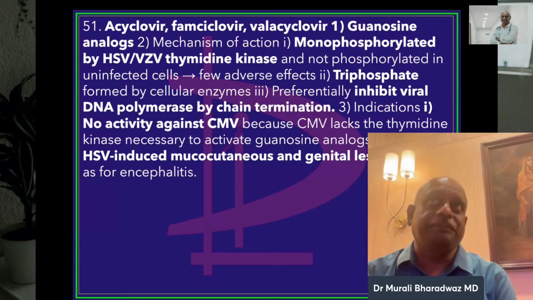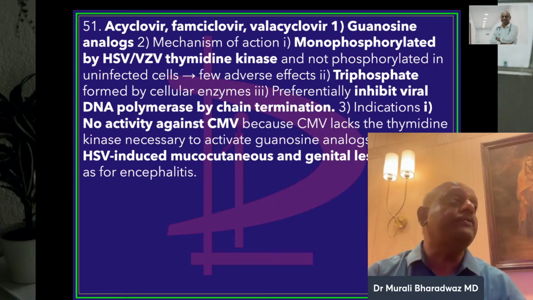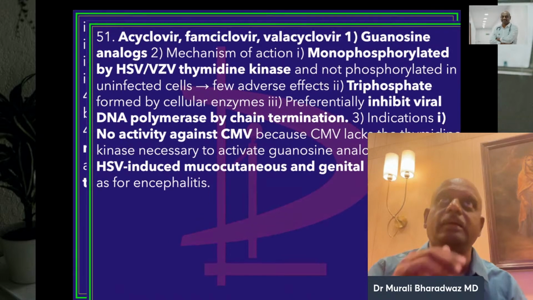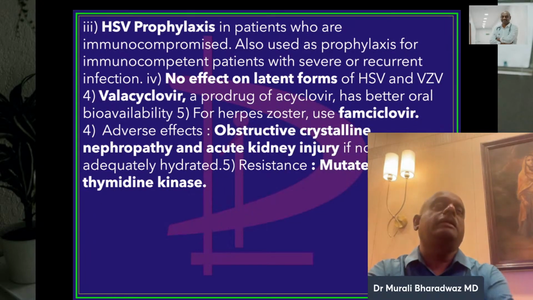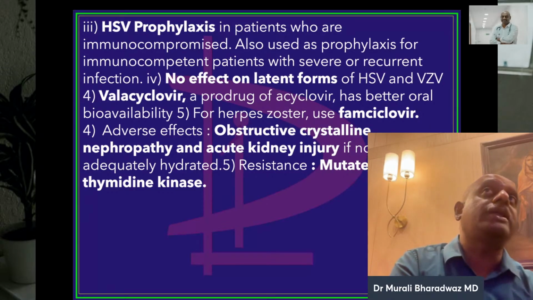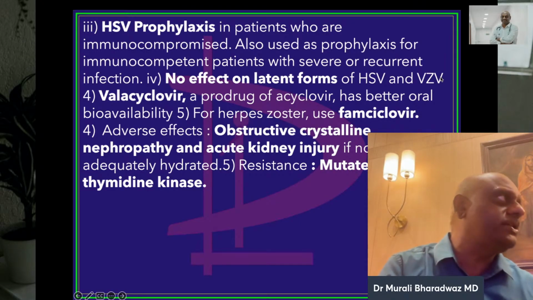So this has no activity on CMV because cytomegalovirus by nature does not have the thymidine kinase which is necessary to monophosphorylate it initially. And it is used for herpes simplex virus induced mucocutaneous and genital lesions. Then it is used in the prophylaxis of the HSV. And it has no effect on the latent forms of the HSV and VZV. VZV means varicella zoster virus, which is chicken pox.